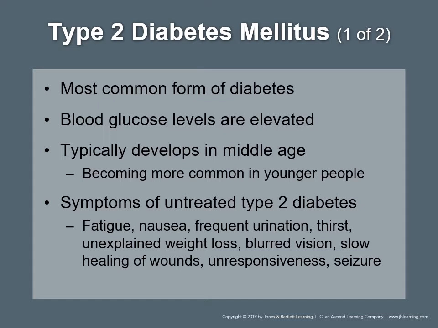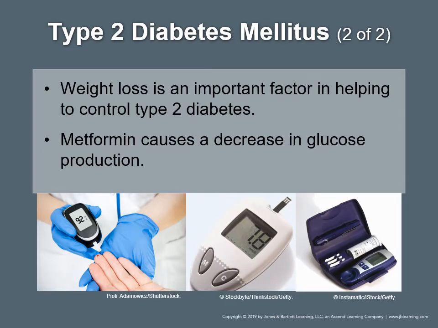Type 2 diabetes typically develops when a person is middle-aged, although the disease is becoming more common in younger people. When glucagon levels remain high, excess amounts of glucose are produced, resulting in high blood glucose levels. Symptoms of untreated type 2 diabetes may include fatigue, nausea, frequent urination, thirst, unexplained weight loss, blurred vision, frequent infections and slow healing of wounds, being cranky, confused, or shaky, unresponsiveness, and seizures.